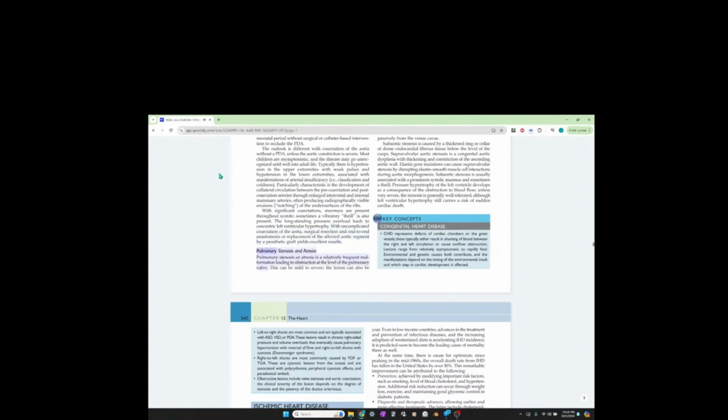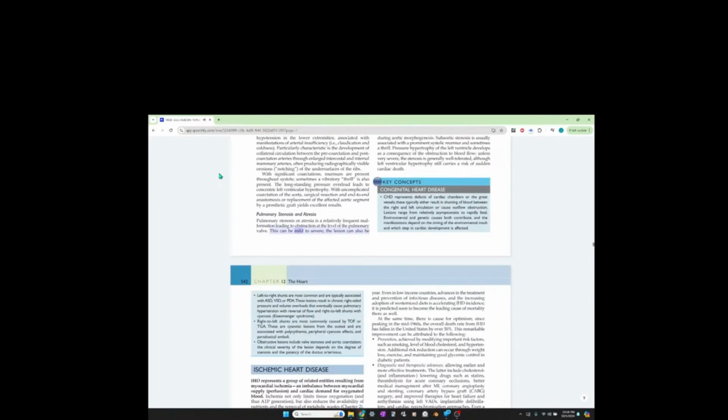Pulmonary stenosis and atresia. Pulmonary stenosis or atresia is a relatively frequent malformation leading to obstruction at the level of the pulmonary valve. This can be mild to severe. The lesion can also be isolated or part of a more complex anomaly, either TOF or TGA. Right ventricular hypertrophy typically develops, and there is sometimes poststenotic dilation of the pulmonary artery due to injury of the wall by high-pressure jets through the stenotic valve.